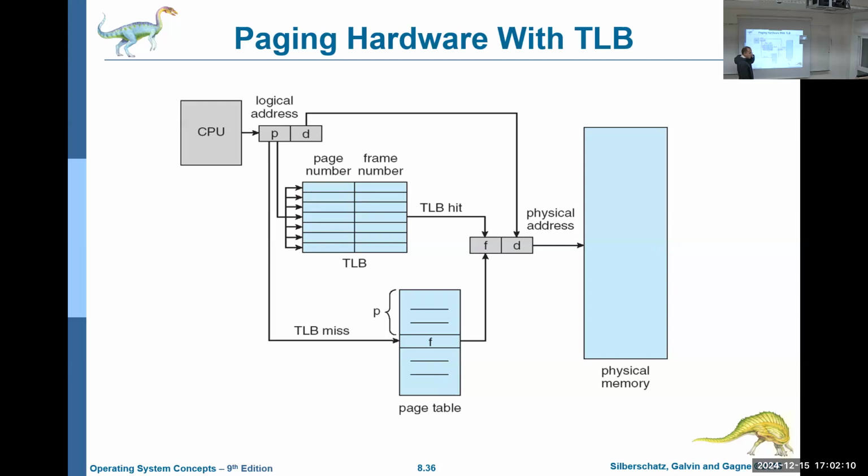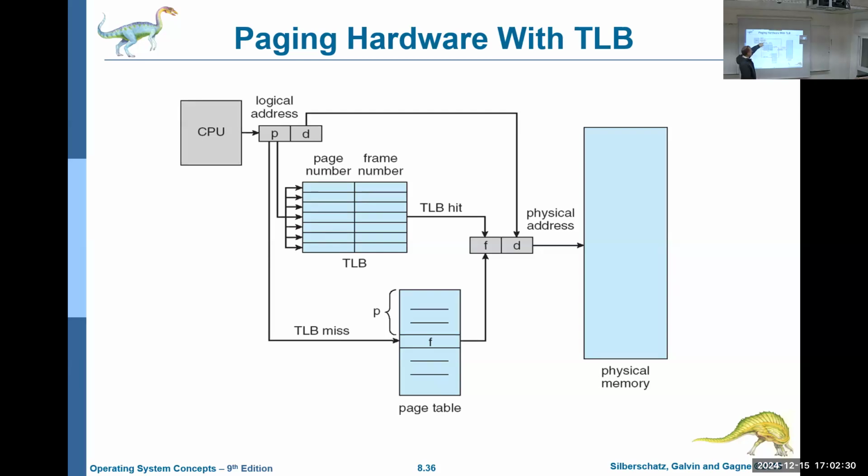Now what are we doing? We're adding another thing called a TLB. Do we have a TLB in the other course? I don't know what it was called. It was something similar, a look-aside buffer. This is called the translation look-aside buffer.